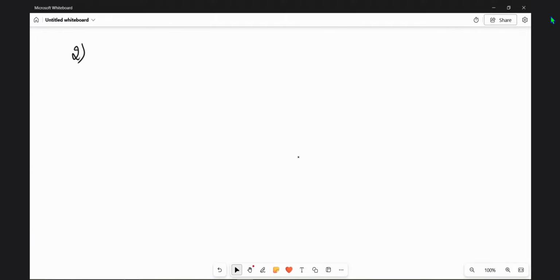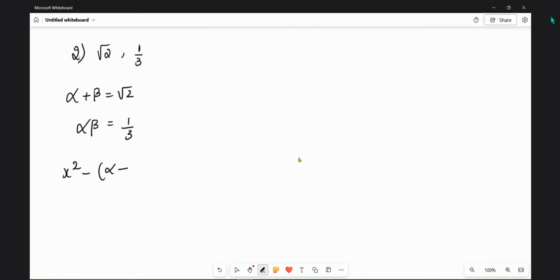Second one, root 2 comma 1 by 3. You want another problem to? Okay, I will do this problem. Third one you can do. Okay. Here, what they have given, sum and the product. Sum is alpha plus beta, that is root 2. Product is alpha into beta, that is 1 by 3. Okay. So polynomial will be x square minus of alpha plus beta, okay, into x plus alpha into beta.